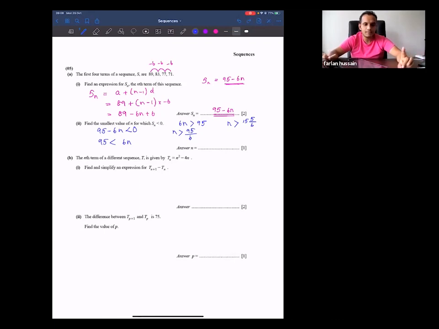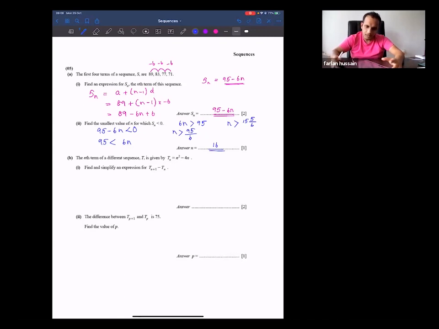N is an integer. Why? N is the term number. So you don't have something called the 15.8th term or the 15.9th term. What you can have is either the 15th term or the 16th term or the 17th and so on. So n to be greater than 15 and 5 over 6, the smallest value that n can take is n equals 16. That is the smallest value n can take.